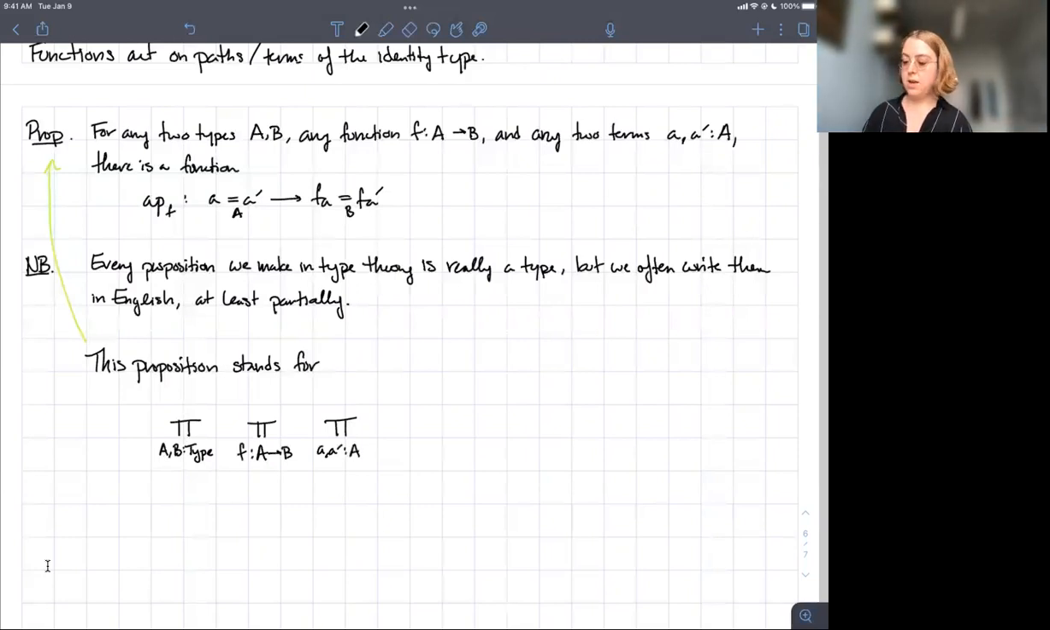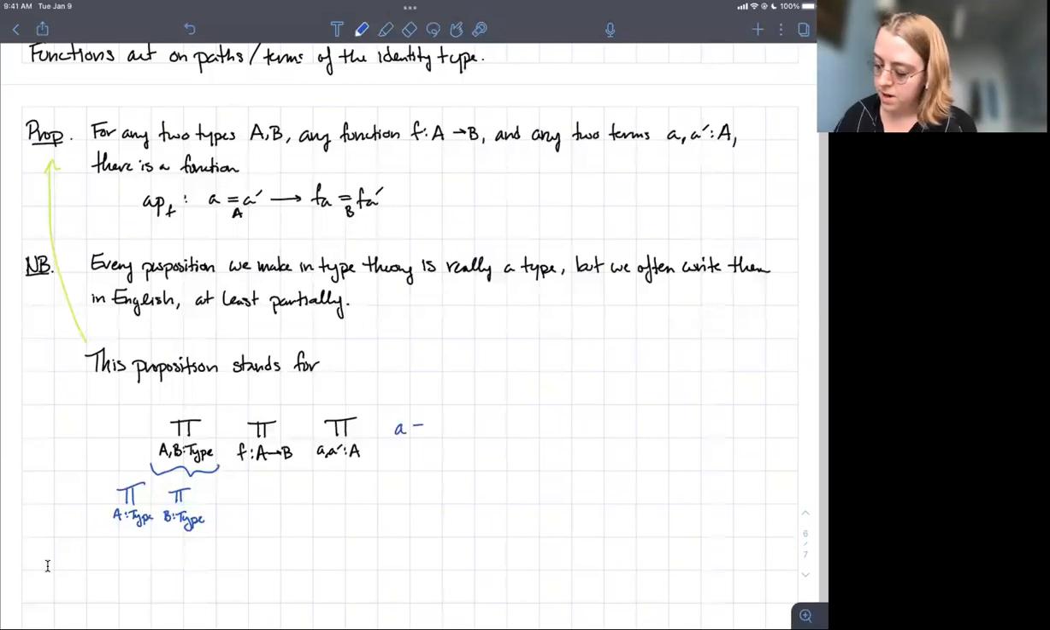So maybe it's good actually for me to make a tiny note, hopefully something relatively obvious, that something like this with the comma stands for all A in type, for all B in type. And similarly, this guy stands for all little A in A, for all little A prime in A. For just abbreviating things a little bit, to make it easy to read. Okay, so we have all capital A, capital B, F, A prime.